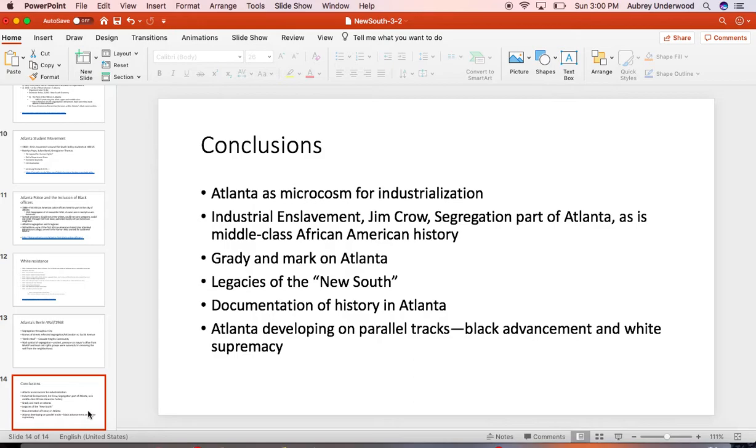If we look at the documentation of public history in Atlanta, this is what you find: a remembrance of the Confederacy with only recently public memorialization of African American history and other aspects of the city, including even the bombing in 1996. I like to think of Atlanta as developing along these parallel tracks, right? One where you see Black excellence and the emergence of the Black middle class, and the other, right, with white supremacy.